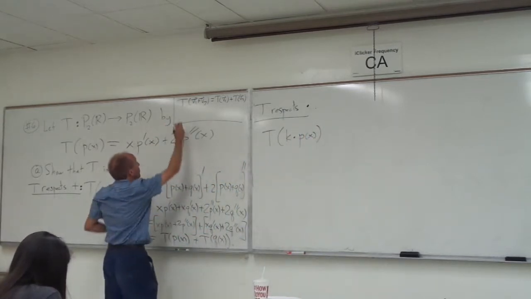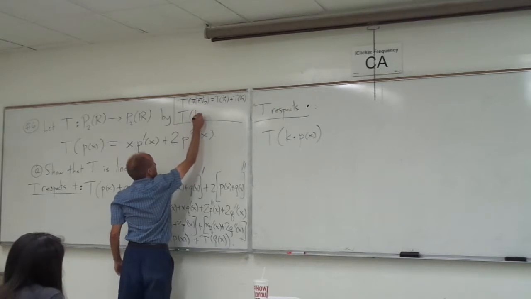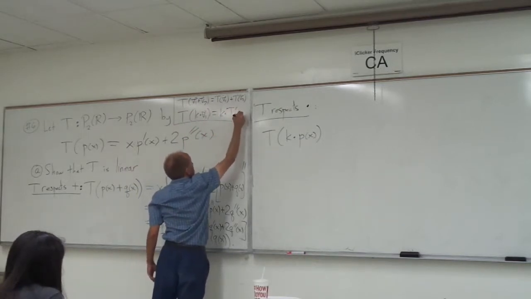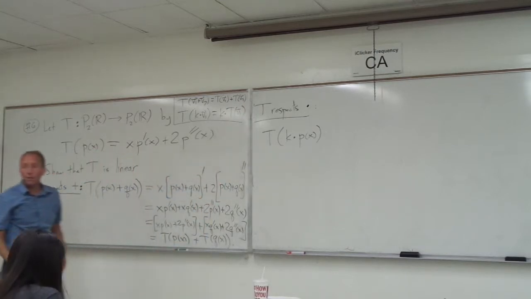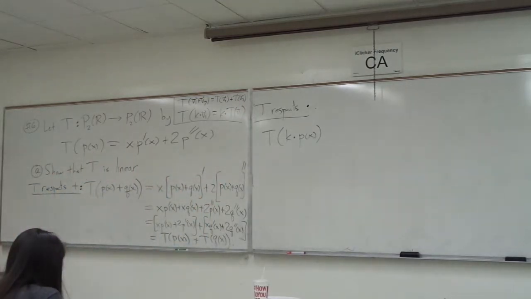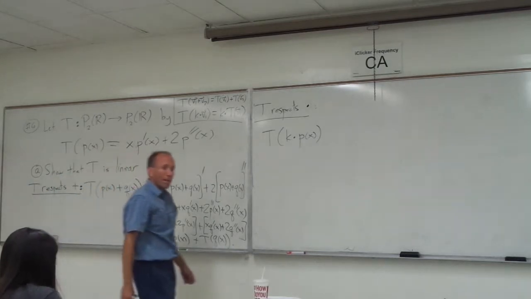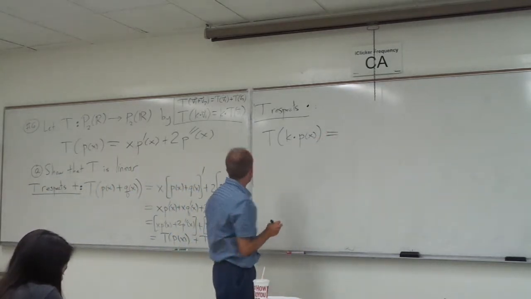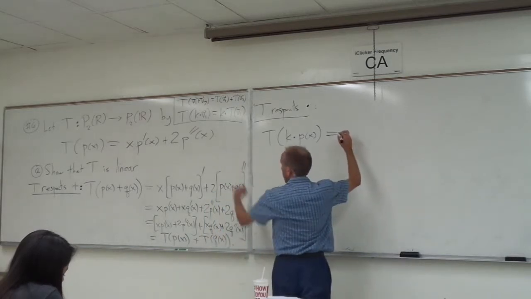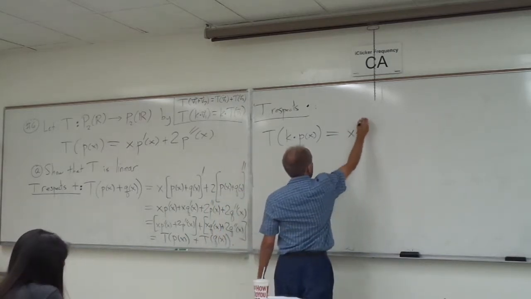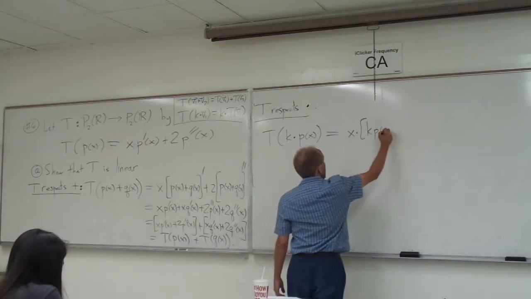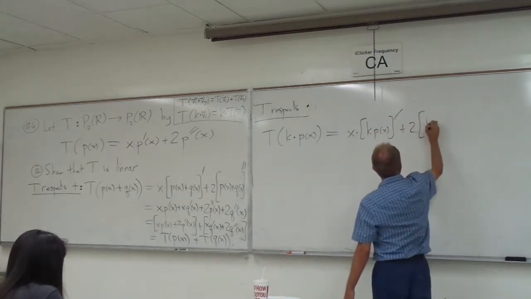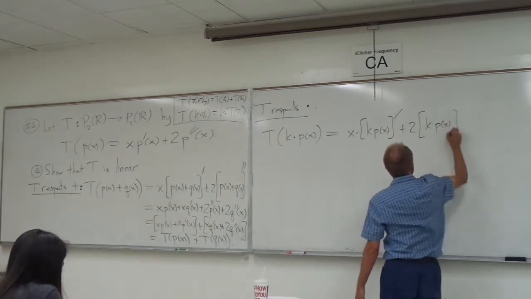In fact, let me put the formula here. T of k times v1 needs to be k times T of v1. So I have to be able to factor the constant out of the transformation. Okay? So to do that, I'm going to need to use the formula again. This is just x times k p of x prime plus 2 times k p of x double prime.